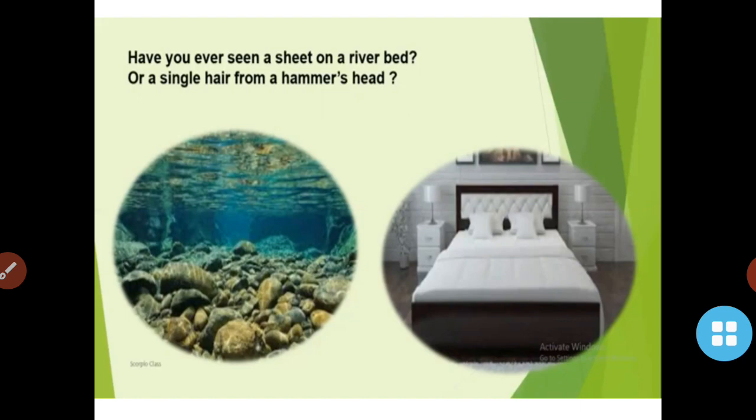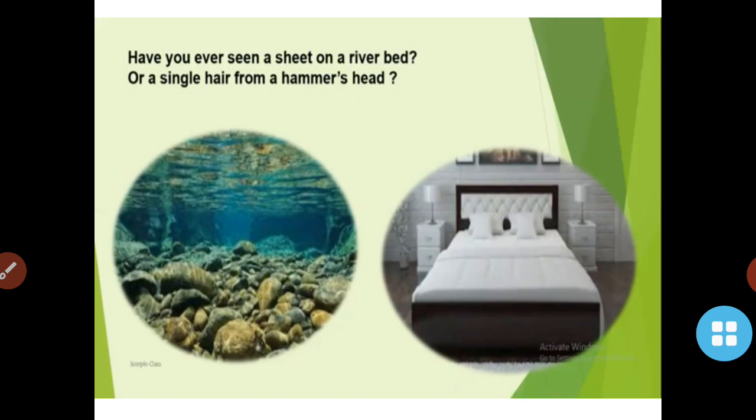So it is impossible that the river is having a bed sheet. Okay. And now in the second line, it is saying a single hair on a hammer's head. So we human beings have a head, and we have hairs on our head.